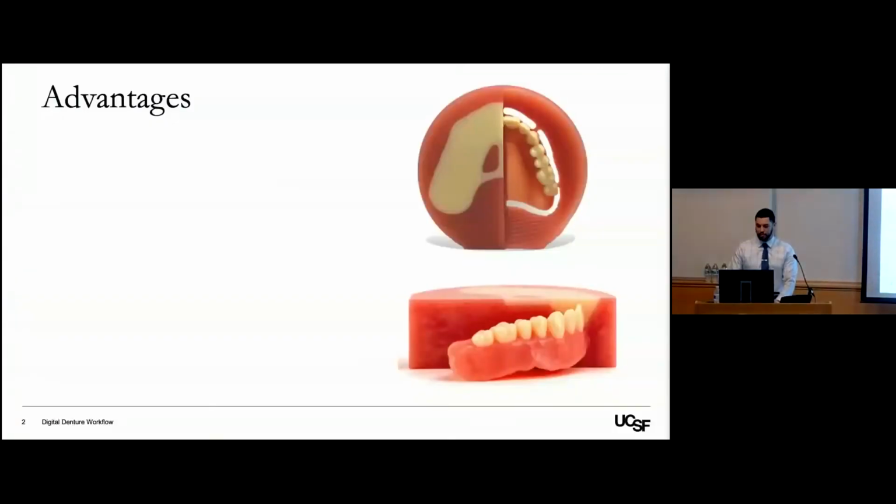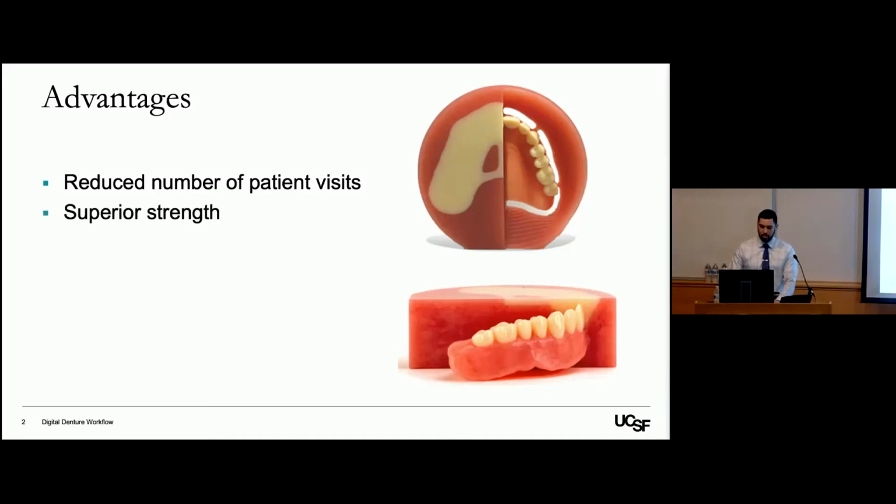Before I get into the workflow, I wanted to discuss some advantages that milled digital dentures provide over conventional dentures, starting with fewer appointments needed to fabricate these dentures, and research has shown fewer post-delivery adjustments needed. These dentures also have superior strength since they are milled out of a pre-polymerized polymethyl methacrylate puck that is customized to each individual patient. These denture pucks are fabricated under extreme pressure, which makes them very dense and porosity free.